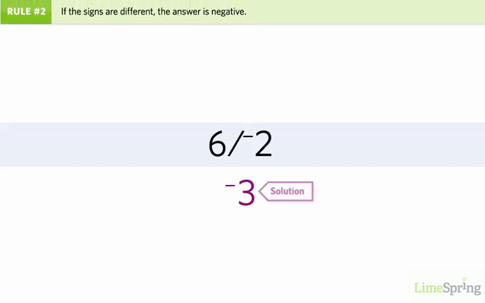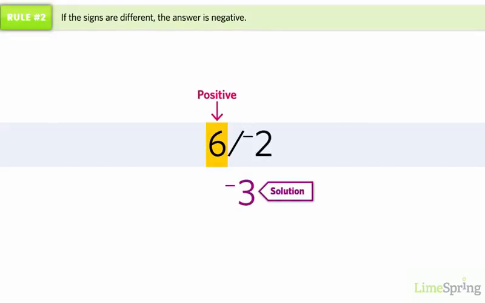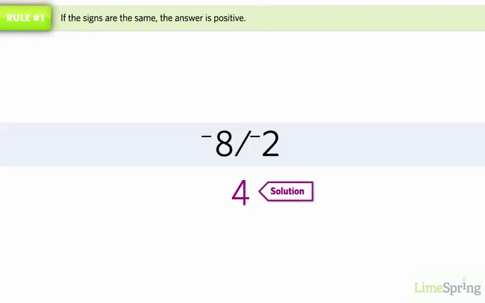For example, 6 divided by negative 2 equals negative 3, because the signs of 6 and negative 2 are different. However, negative 8 divided by negative 2 equals 4, because the signs of negative 8 and negative 2 are the same. Okay, let's do 2 more division problems, and then we'll finish up the lesson by having you try some problems on your own. Here's the first one.